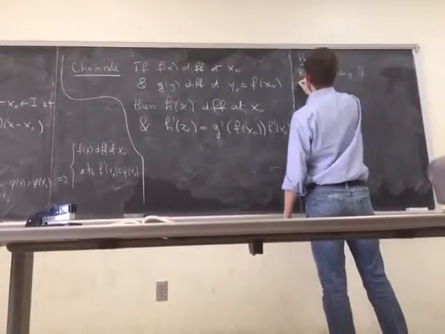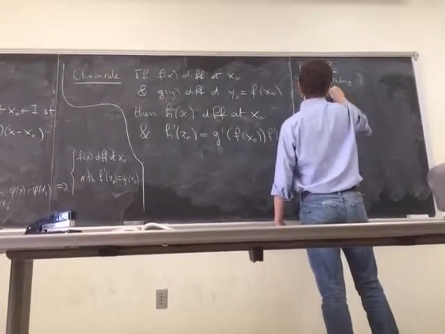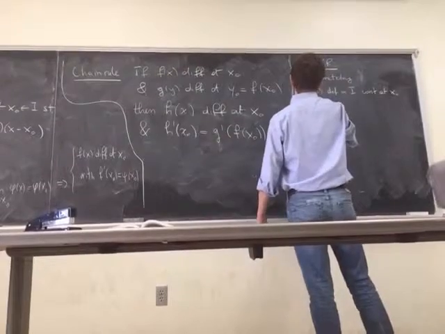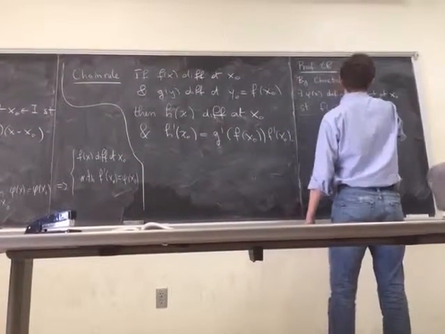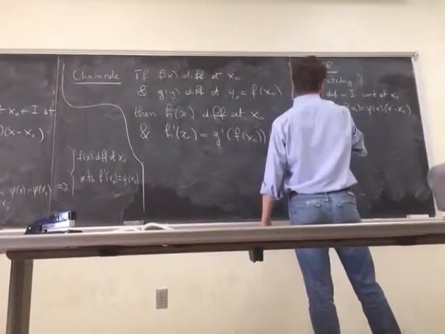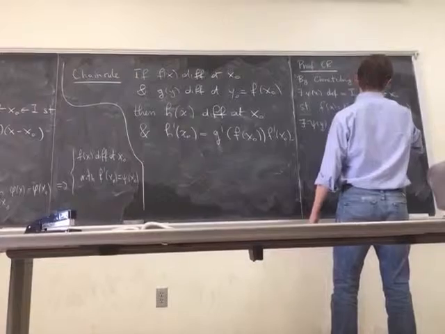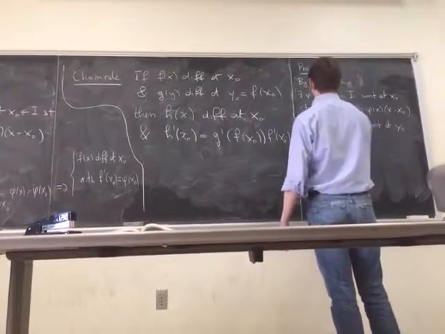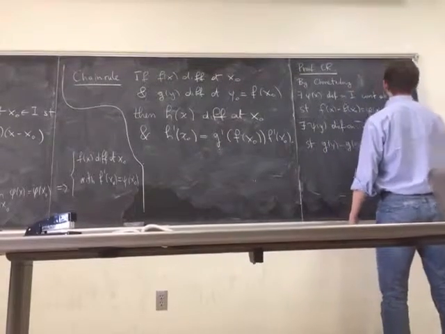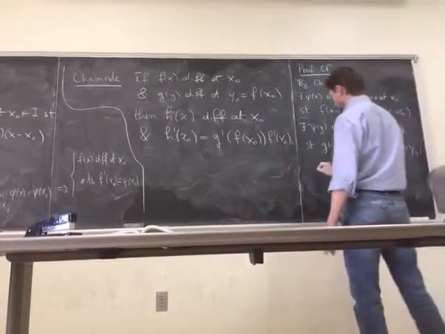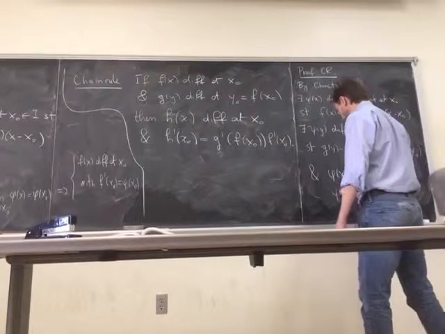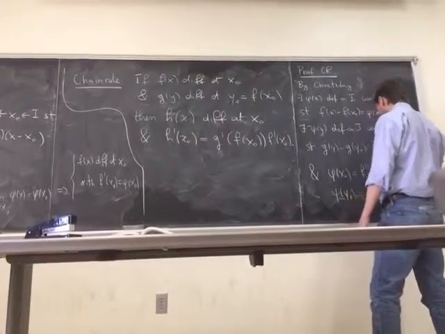there exists phi of x defined on I and continuous at x naught such that f of x minus f of x naught is equal to phi of x times x minus x naught, and there exists psi of y defined on J, continuous at y naught, and such that g of y minus g of y naught is equal to psi of y times y minus y naught, and the value of phi at x naught is the derivative of f at x naught, and the value of psi at y naught is equal to the derivative of g at y naught.